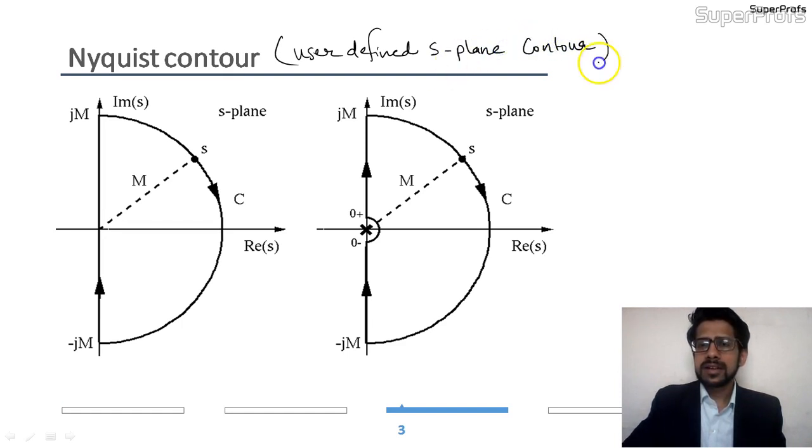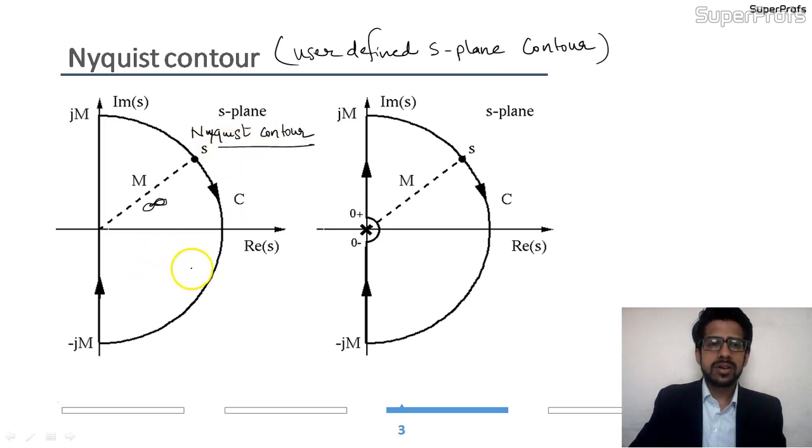Now scientist Nyquist decided that this user-defined S-plane contour can be all the right hand side of S-plane. So he selected a contour with infinite radius but a semicircular region on the right hand side of S-plane. So this is the Nyquist contour, which is an S-plane contour. Okay, so this is how we are going to look at the Nyquist contour.